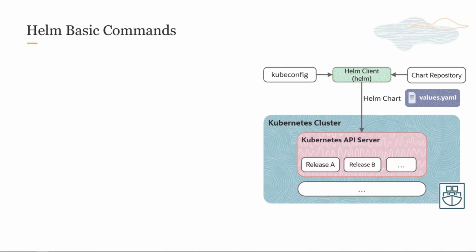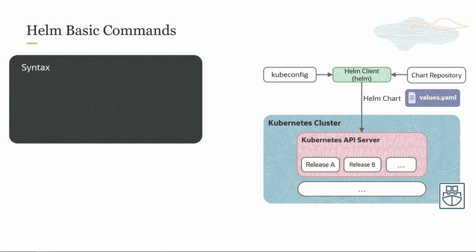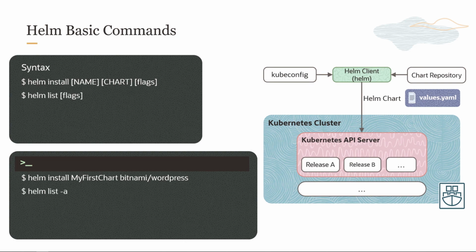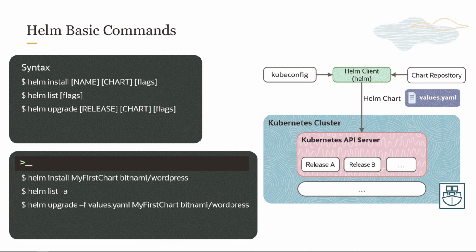Let's take a look at some of the basic Helm commands. The Helm install command will install a chart from a repository, so you should ensure that you have set up the repository first. The Helm list command will help you see all the charts that have been deployed on your cluster.